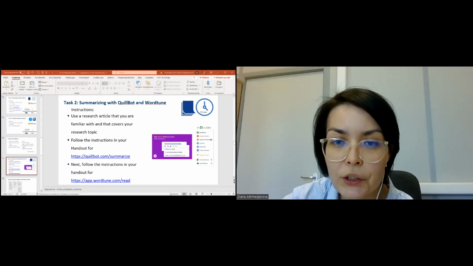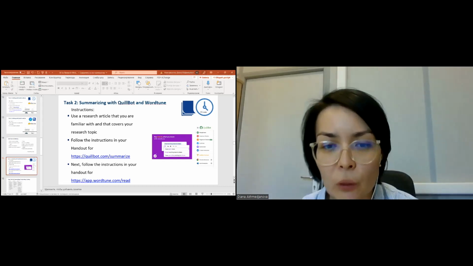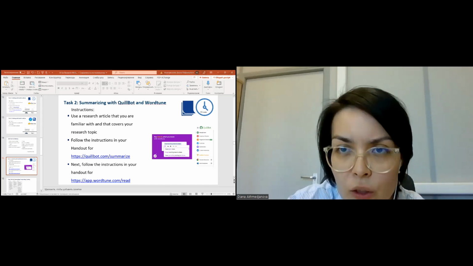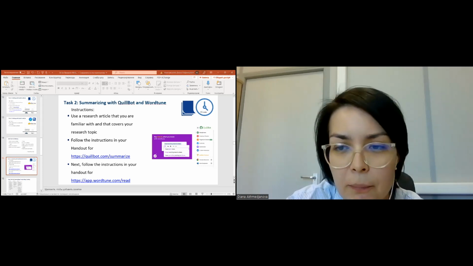I think in WordTune, you will need to create an account. QuillBot can be... I think in WordTune, you can actually upload the whole article. I don't think there is a limit. But you can also do it text by text, I mean, paragraph by paragraph.